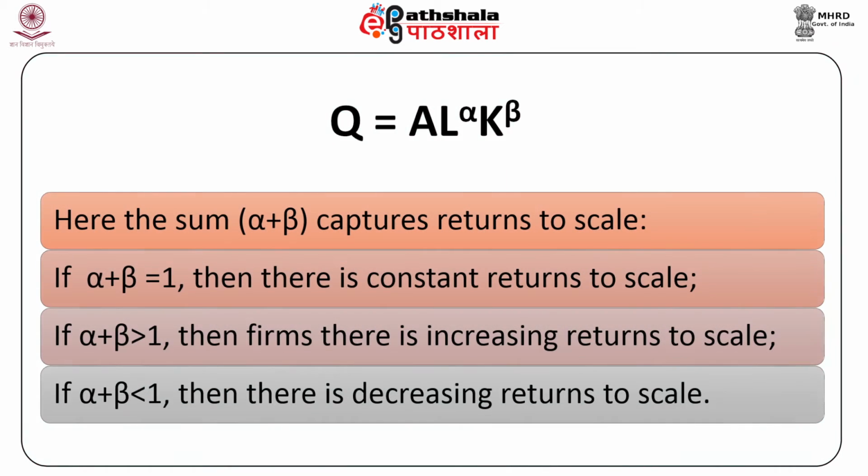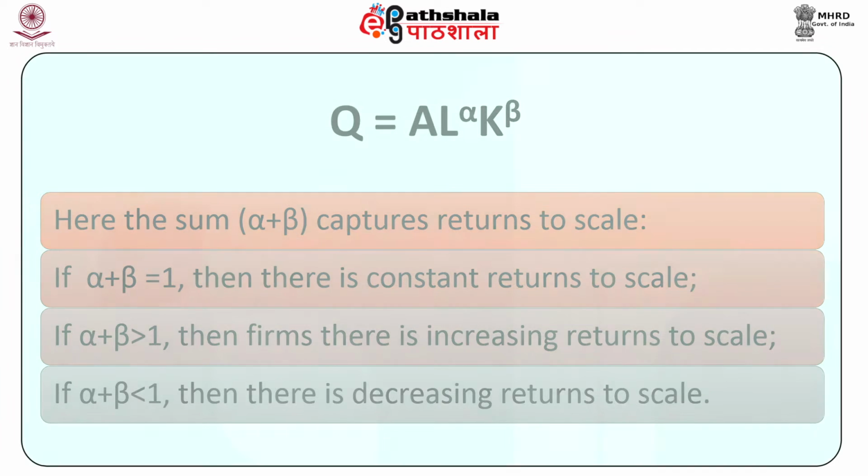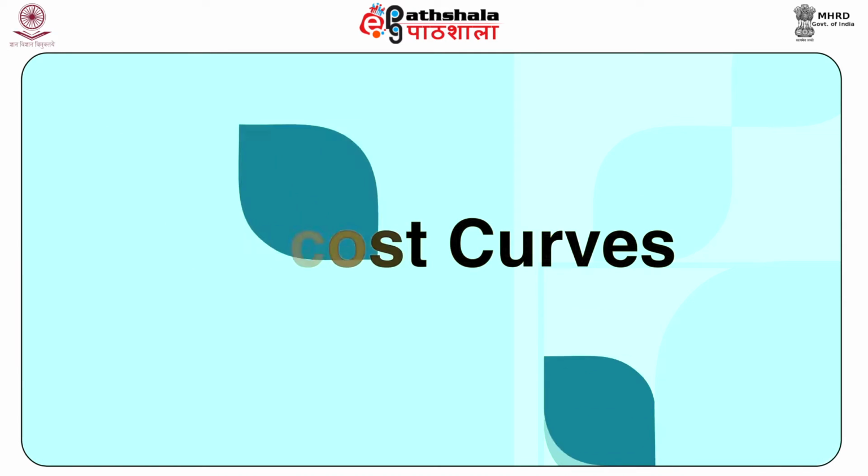To demonstrate this principle, let us introduce the Cobb-Douglas production function, one of the most frequently used production functions in economics. Q is equal to A into L to the power alpha into K to the power beta. Here, the sum alpha plus beta captures the returns to scale. If alpha plus beta is equal to 1, then there will be constant returns to scale. If alpha plus beta is greater than 1, then the firm will be experiencing increasing returns to scale. And when alpha plus beta is less than 1, then there will be decreasing returns to scale. The next is the concept of iso-cost curves.